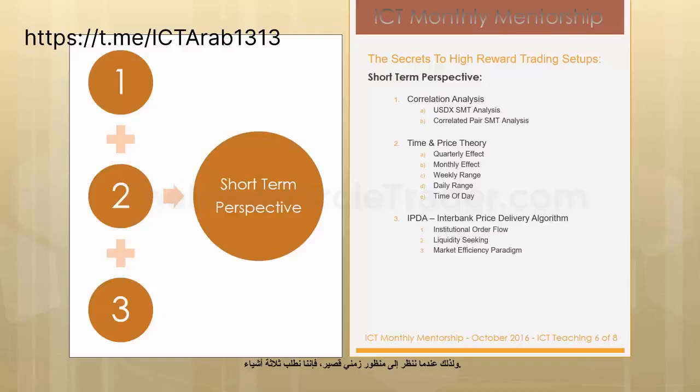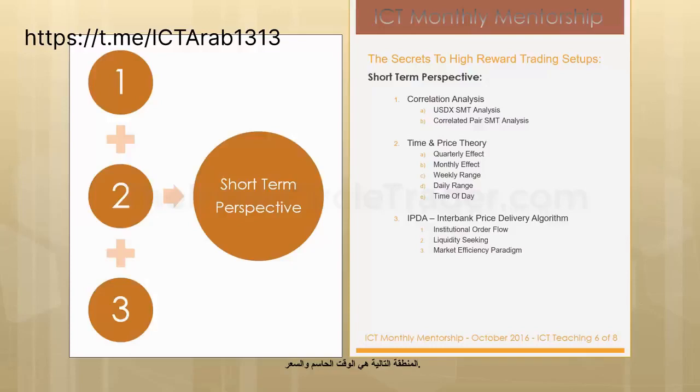So when we are looking at the short-term perspective, we require 3 things, okay? 3 things must come by way of these 3 areas of study: correlation analysis, time and price theory, and the IPTA. Preferably, you have to have at least one from each. In other words, you have to have your dollar index giving you an indication that it's showing you a crack in correlation, or a correlated pair SMT is giving you insight. That would be one way of determining correlation analysis.